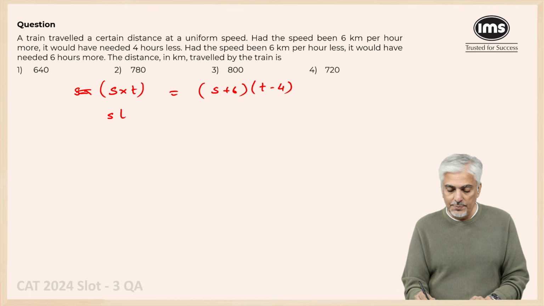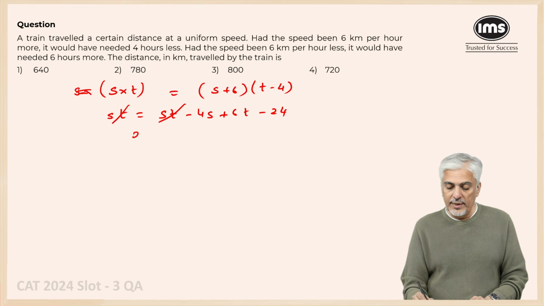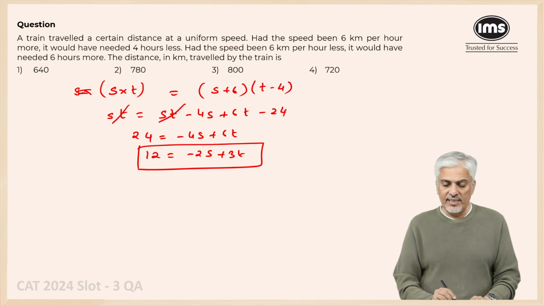Let's open the brackets up. st is equal to st minus 4s plus 6t minus 24. st cut. 24 is equal to negative 4s plus 6t. 12 is equal to negative 2s plus 3t. That's equation number 1. Let's find the second equation.